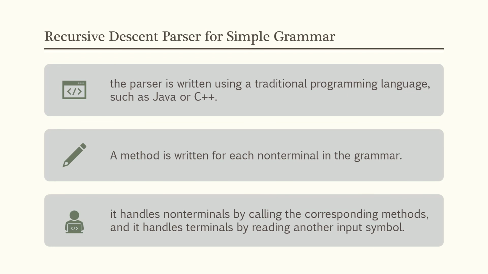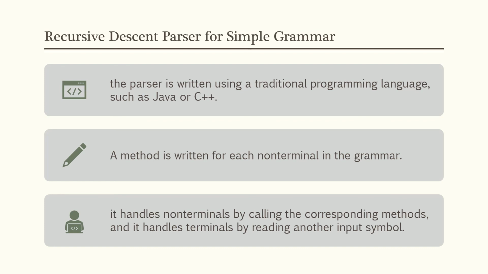A method is written for each non-terminal in the grammar. So in order to represent the non-terminal in the programming language, the non-terminal will be a method. It means that if you have a non-terminal S, you need to create a method for that non-terminal. If you have two rules starting with S, you will need only one method to represent it as well. It handles non-terminals by calling the corresponding methods, and it handles terminals by reading another input symbol.